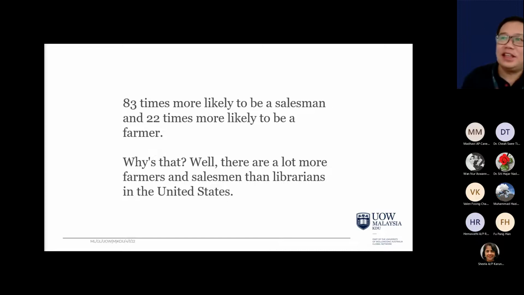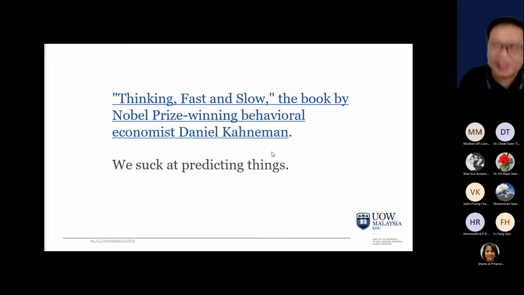Now, where is this taken from? This is taken from this book, very interesting, Thinking, Fast and Slow. And this book is by Nobel Prize winning behavioral economist Daniel Kahneman. And what he tells us is this: we suck at predicting things. We are very bad. We make a lot of general assumptions when we do prediction. As what we saw earlier on, we see certain keywords and we feel that that is what is going to happen. Now why am I stressing on this, ladies and gentlemen?